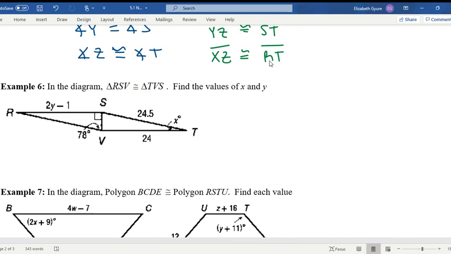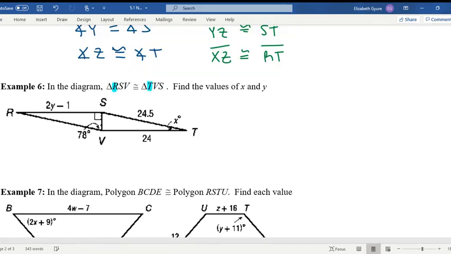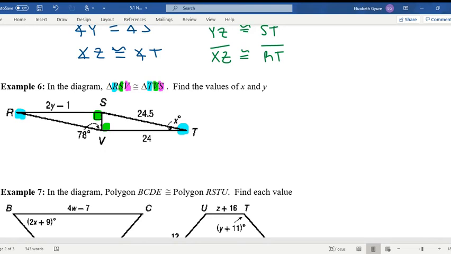So I like to color code my vertices, actually, my angles. So R's first, R is going to have to go with T. So whatever angle R is, that's going to have to be congruent to angle T. Then it also has S with V, so angle S in this first triangle is going to have to go with where V is in the second one. And then V is going to get paired with S. So where angle V is in the first one, that's going to go with S in the other. So it kind of helps you pair together what's congruent.